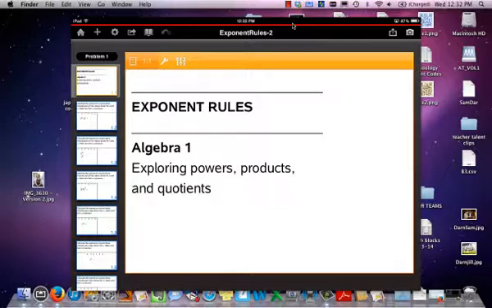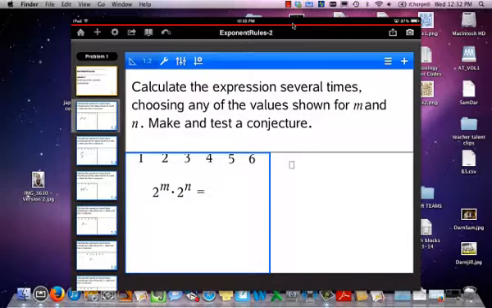So each file, each page number, this is page 1.2, matches page 1.2 on your worksheet. So it says product of two powers with like bases. On this page, it says calculate the expression several times, choosing any of the values shown for m and n. Make and test a conjecture. And a conjecture here is basically a rule. What do I think the rule for this is when I multiply two like bases with different exponents?